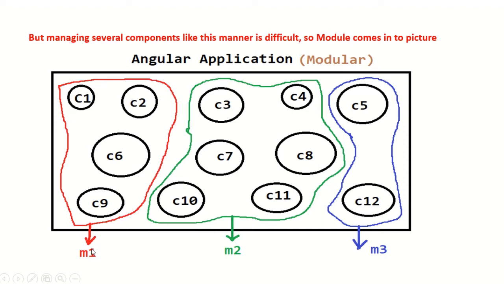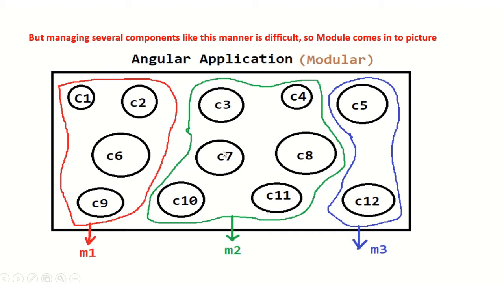For example, this is an NgModule. Suppose m1 is the NgModule, meaning it is the root module. Similarly, c1 is suppose the app component, meaning it is the root component. For an Angular application to run, it should have one root module and one root component. Then these are the other modules and other components. These are generally called feature modules.